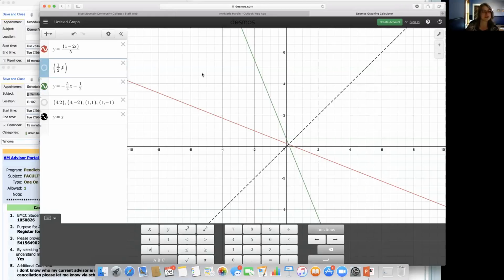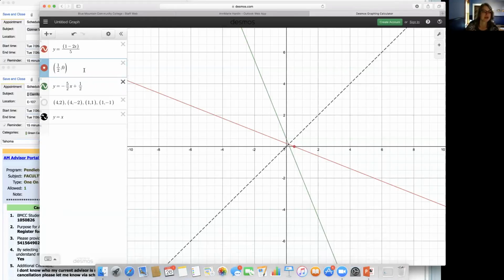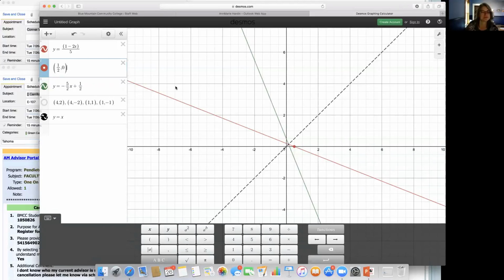I've got to turn those on before they show up. If I put in 0, I get out 1/5. All right. If I put in an x value of 1, I get out negative 1/5. Okay, so there are 3 points on my line, my f of x function.